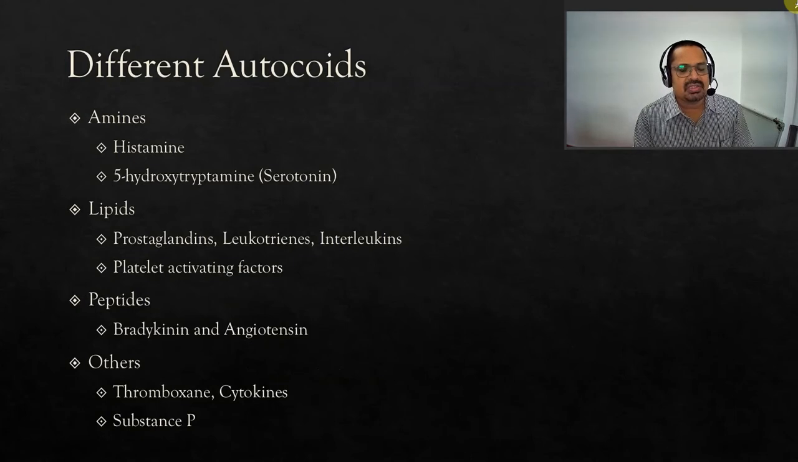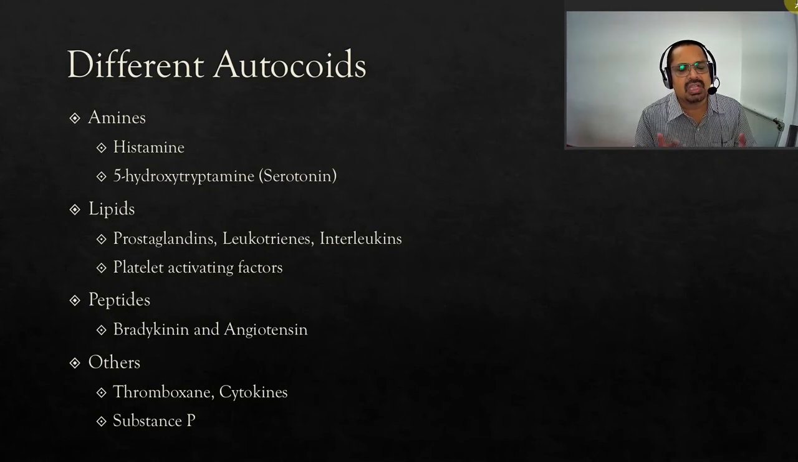Depending upon their chemical structure and types, they can be differentiated like this. Amines: the first amine we will study is histamine, and the second amine is 5-hydroxytryptamine. They are synthesized from amino acids. Second are the lipids like prostaglandins, leukotrienes, interleukins, and platelet activating factors. Then peptides like bradykinin, angiotensin, thromboxane, cytokinins, and substance P.